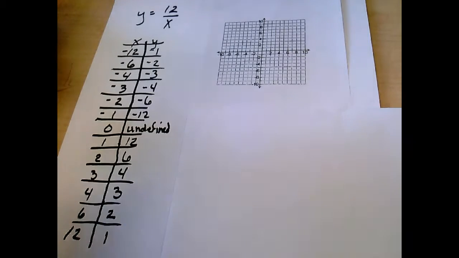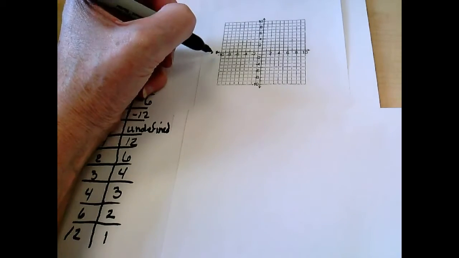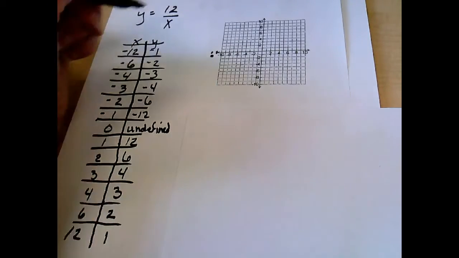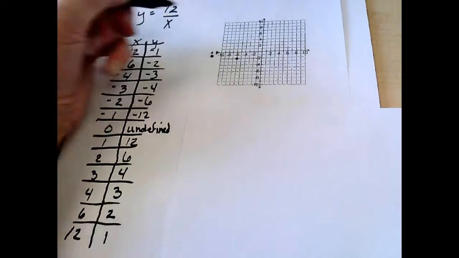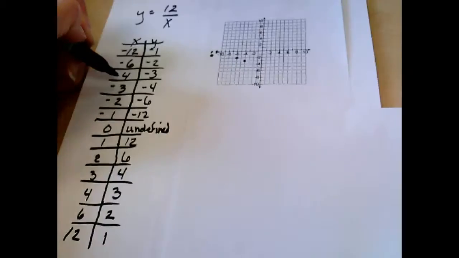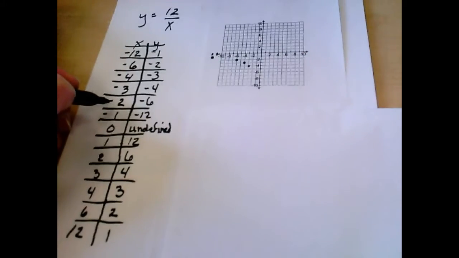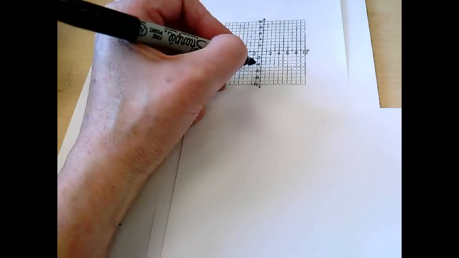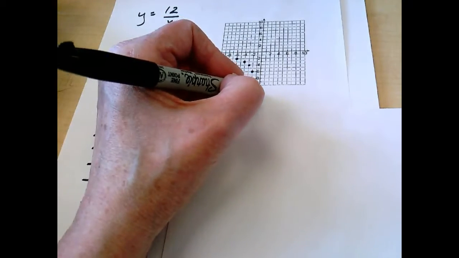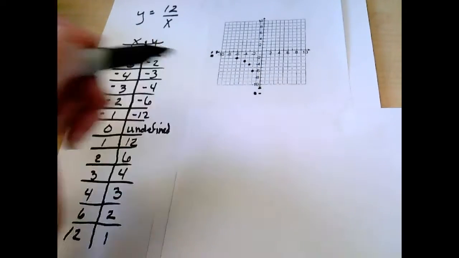When I go to plot those, at negative 12, I'm down at negative 1. At negative 6, I'm down at negative 2. Negative 4 is negative 3. Negative 3 was negative 4. Negative 2 was negative 6. Negative 1 was negative 12. And we get a curve going here.